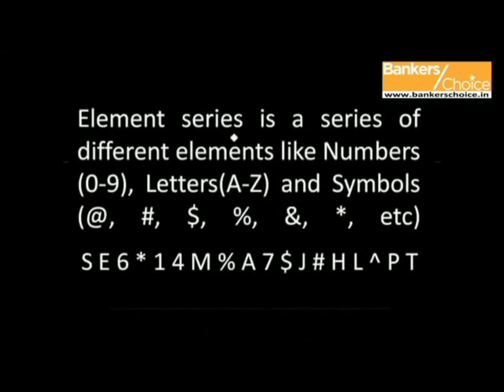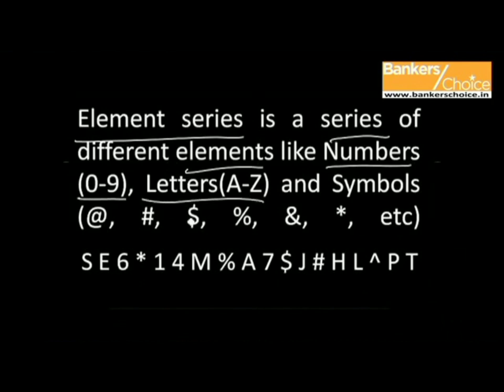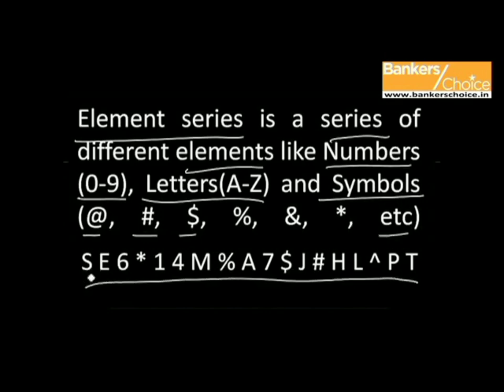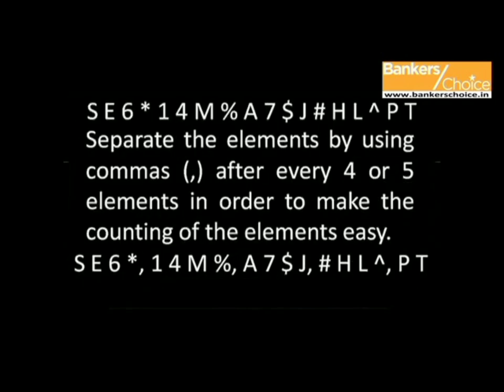Element series is a series of different elements like numbers from 0 to 9, letters from A to Z, and symbols like @, hash, dollar, etc. For example, this series can be taken as an element series, which is a mixture of letters, numbers, and different symbols. The first point to be understood while solving questions related to element series is that separate the elements by using commas after every 4 or 5 elements so that the counting becomes easy.